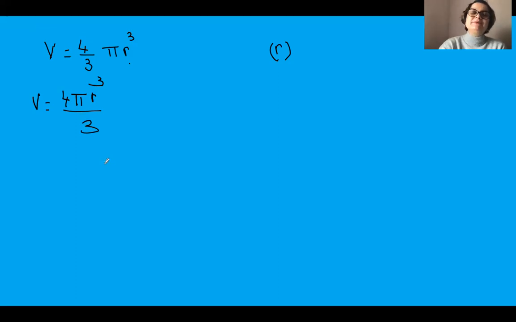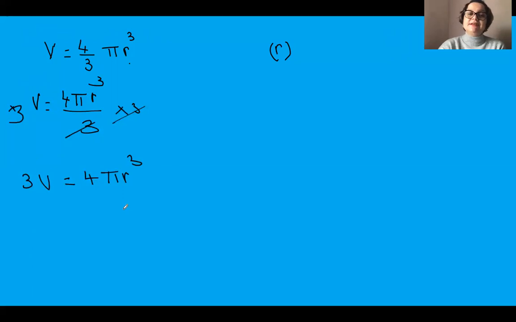And you know by now that the first thing you need to get rid of is the denominator. How to get rid of that? By multiplying by 3 both sides. Multiply by 3, multiply by 3. Here we go. So we have 3v equals 4 pi r cubed.